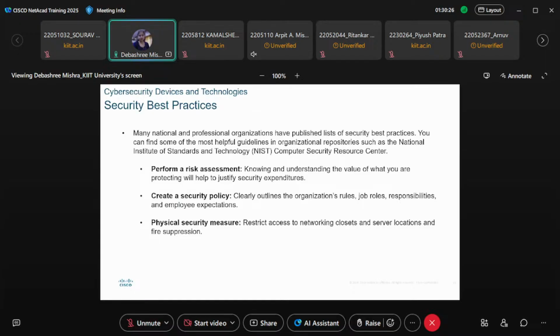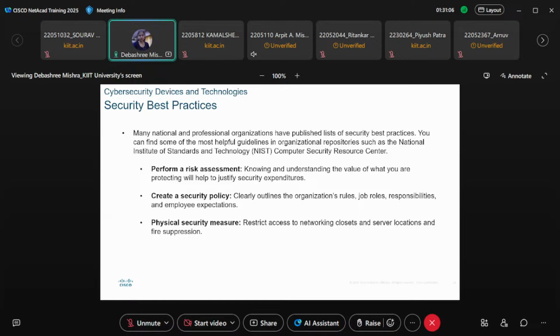The next is the best practice to secure the devices and technologies that we are working with. There is one organization known as NIST, the National Institute of Standards and Technology, which provides certain protocols. We can say the guidelines and repositories are given by this organization on how to take care of this kind of malware or this type of attack. They have given three categories: perform a risk assessment, create a security policy, and physical security measures.